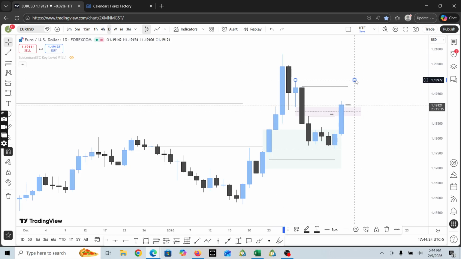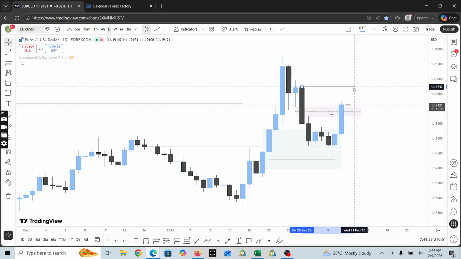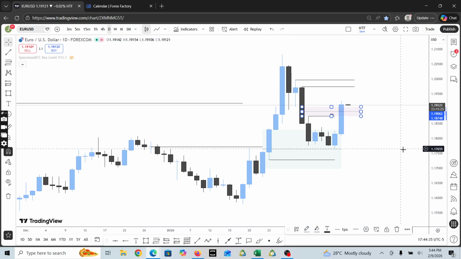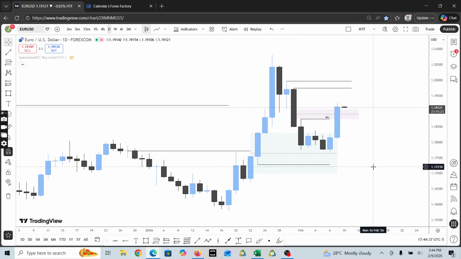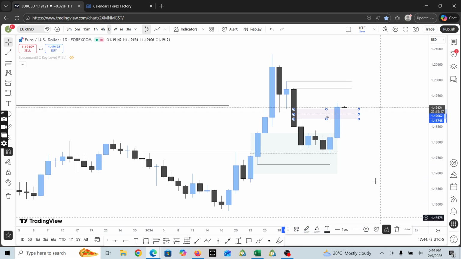But we cannot tell. We are just going to focus on the ones that are very close at the lower ones. Right, so price should use this as support for continuation to the upside.